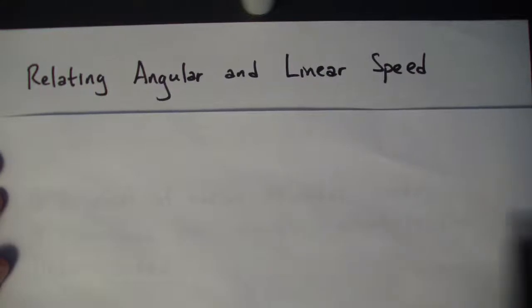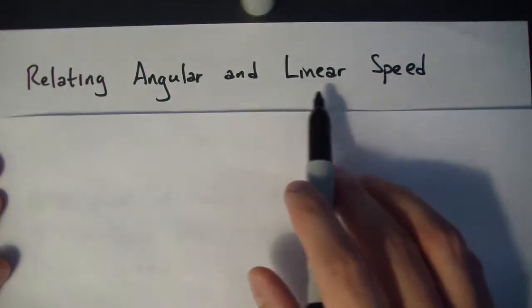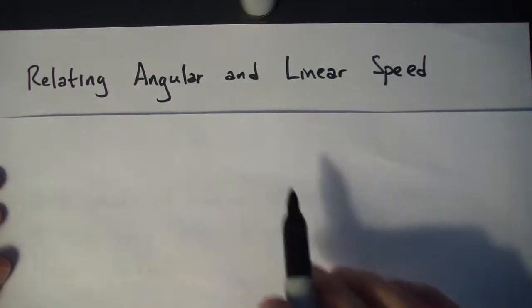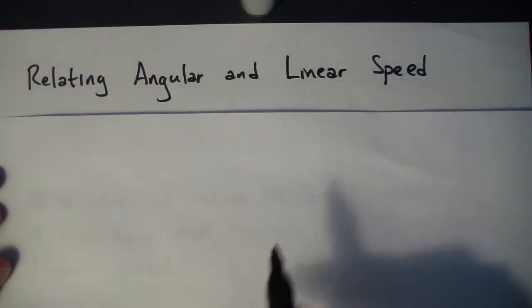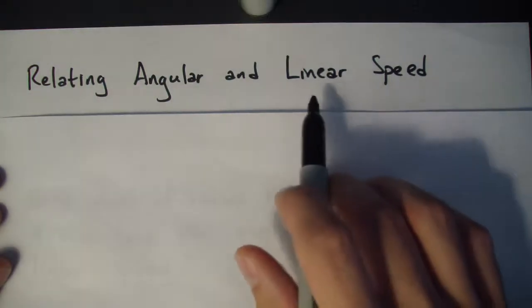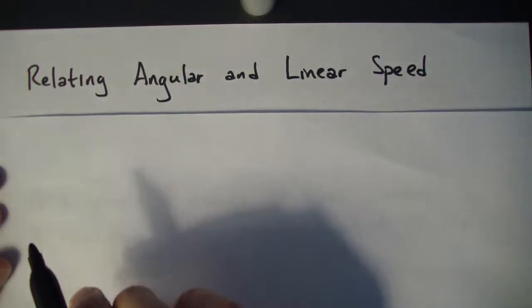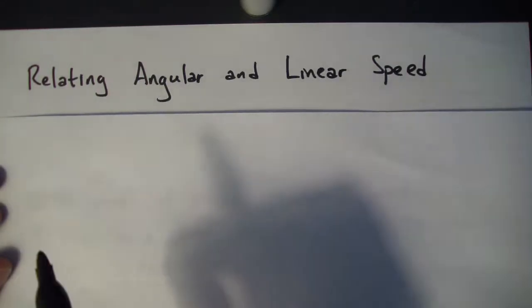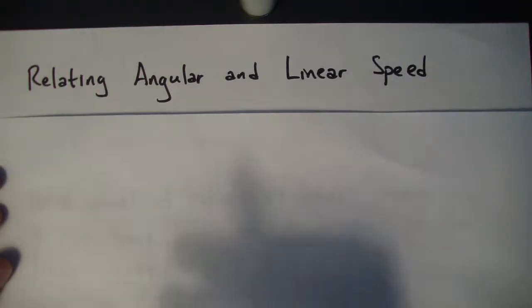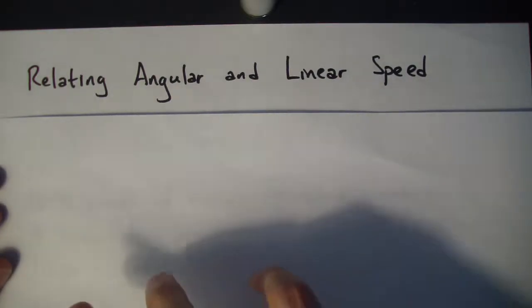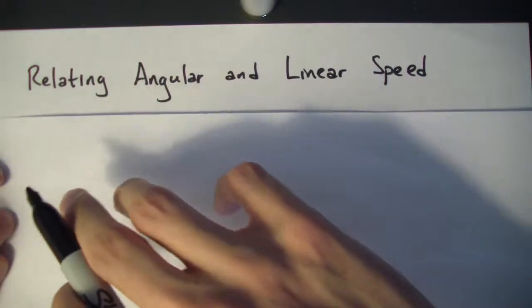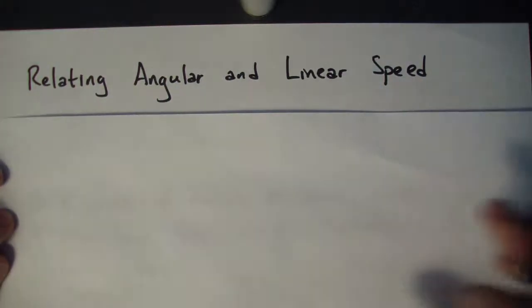Now last, let's talk about relating angular and linear speed. So remember, angular speed is just how fast a wheel, or some sort of circular object, is rotating. And linear speed is how fast an object on the perimeter of that circle is actually traveling. Another way to think about it is, if you had a wheel, how fast would that wheel be going as it rolls along the street?